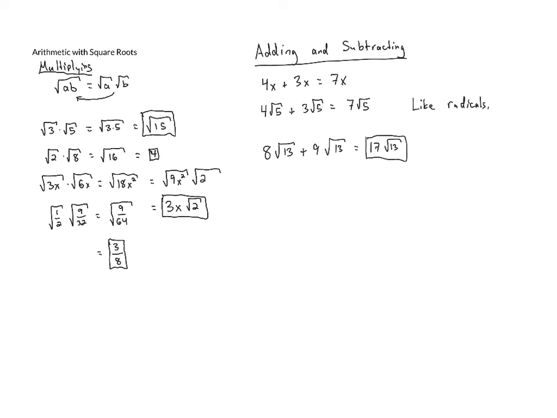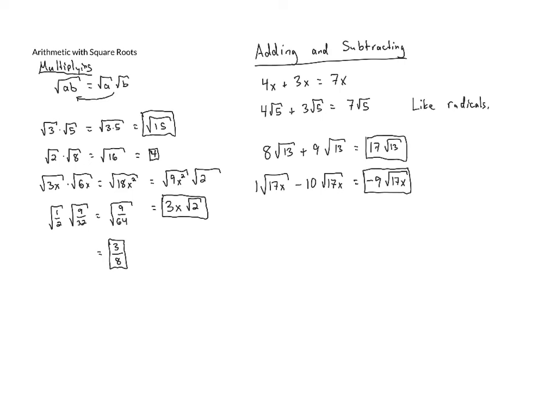Let's take a look at a couple more. Let's look at the square root of 17x minus 10 times the square root of 17x. Are these like radicals? Yes, they are. They contain the same radical parts, so we can combine them. There's no number out front of the first one, but we can think of there being an invisible 1, and so 1 root 17x minus 10 root 17x gives us negative 9 root 17x.